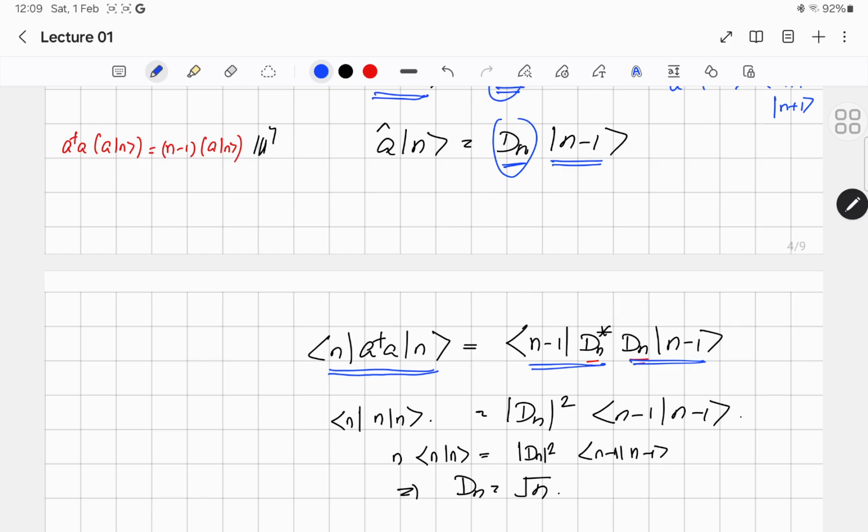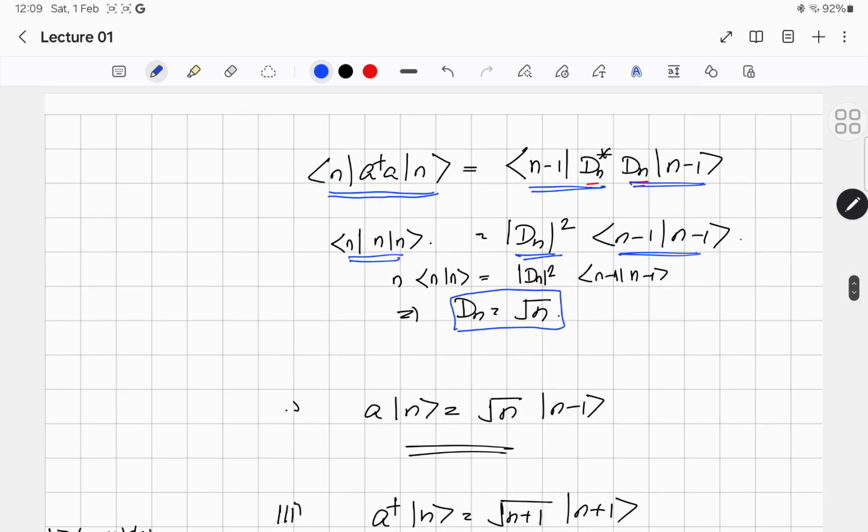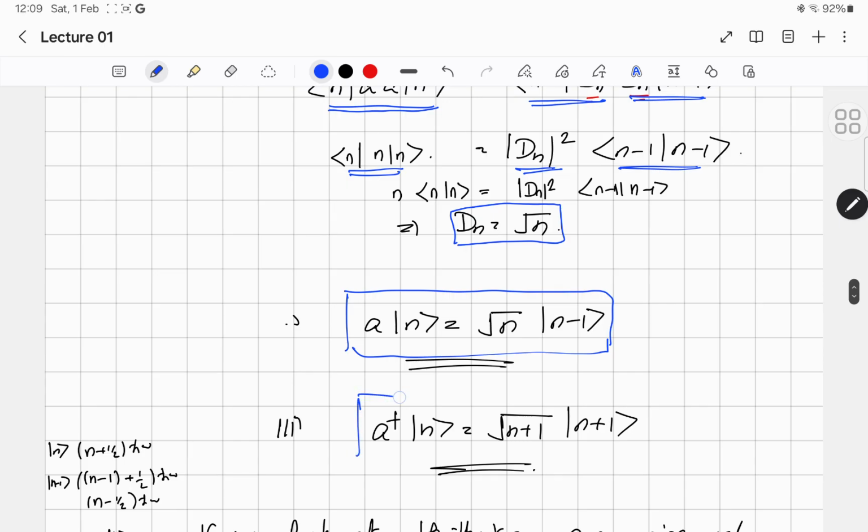So this D_n and D_n star must be some complex number. It can be taken outside, so it becomes mod D_n squared here, and it would be the inner product <n-1|n-1>. Here it is the inner product between <n|n>. Finally I can show that this D_n is simply square root of n, or a acting on |n> I can write root n times |n-1>. In the same way I can show that a dagger on ket |n> would be root n plus 1 times |n+1>. So this you can do on your own.